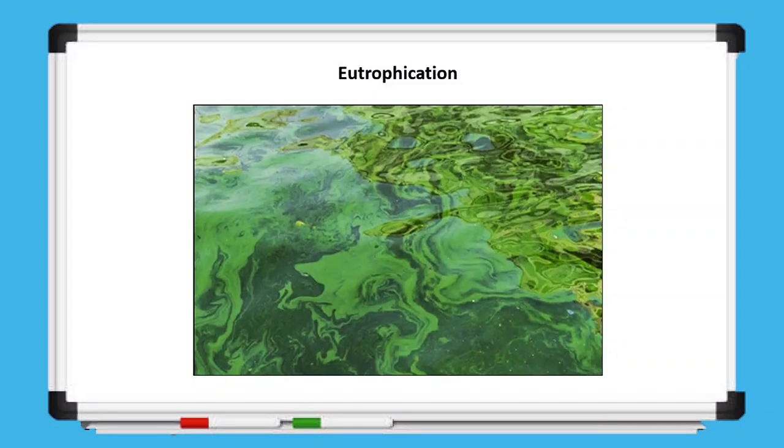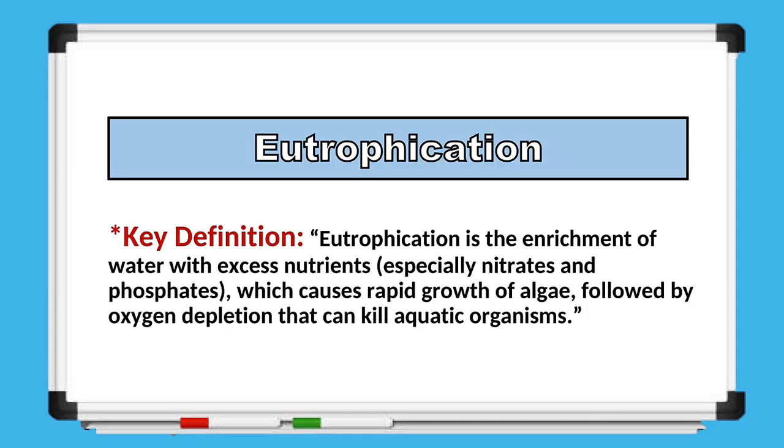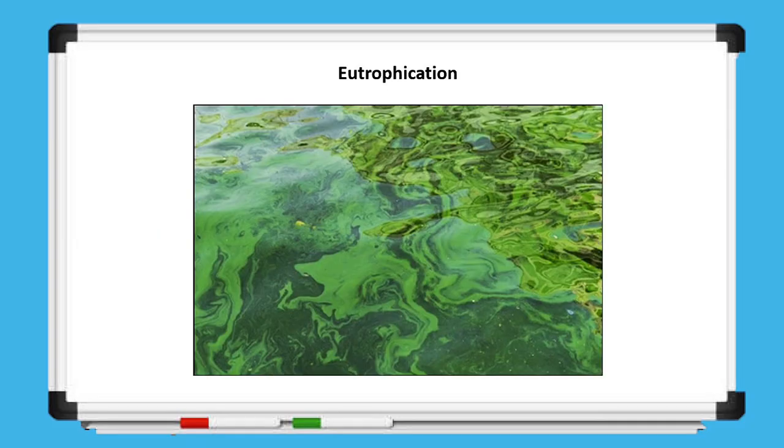Now that we understand how water pollution affects aquatic ecosystems, let's move on to one of the most important concepts in this chapter, eutrophication. The key definition you need to remember is: eutrophication is the enrichment of water with excess nutrients, especially nitrates and phosphates, which leads to the rapid growth of algae, followed by oxygen depletion that can kill aquatic organisms. As you can see in the diagram, the thick green layer covering the surface of the water is an algal bloom, which is the most obvious sign of eutrophication.